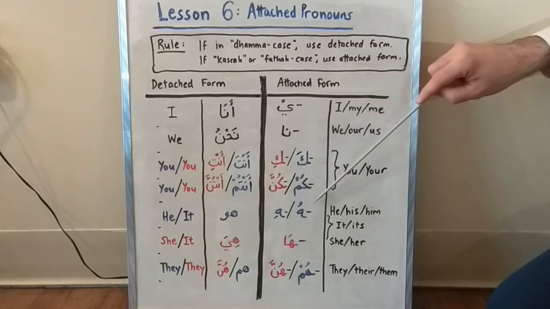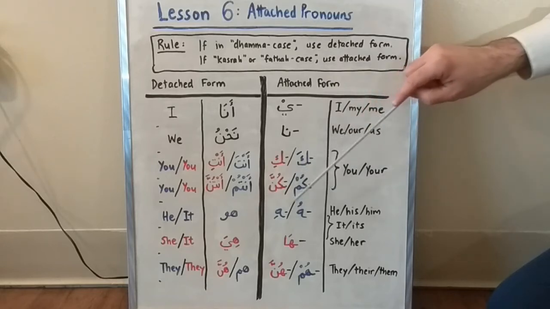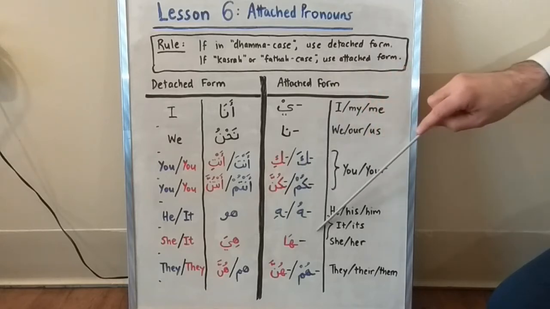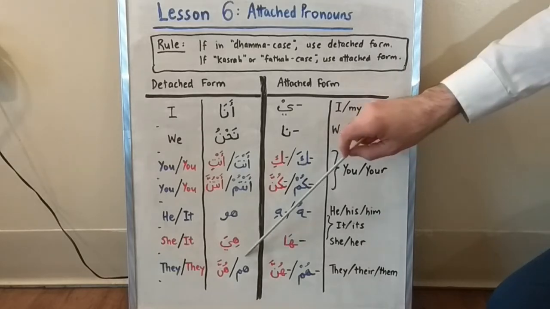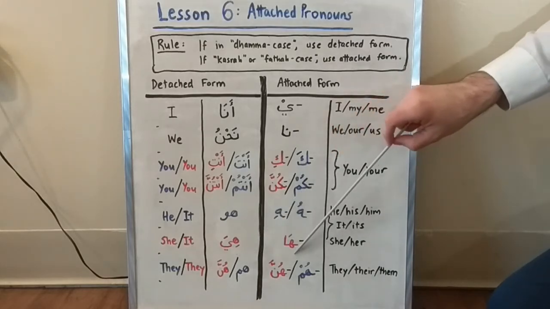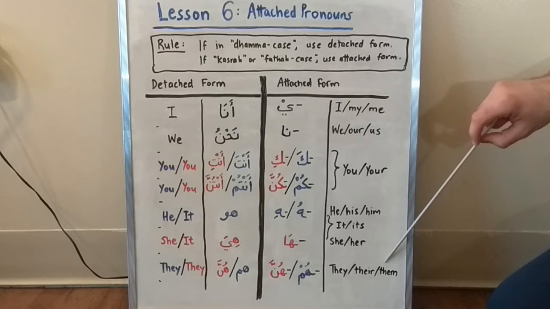Huwa becomes either who or he. Hiya becomes ha. Hum and hunna stay hum and hunna when they're added to the end of the previous word.